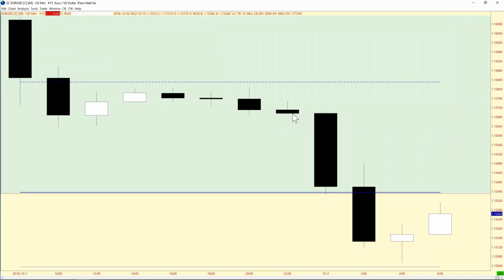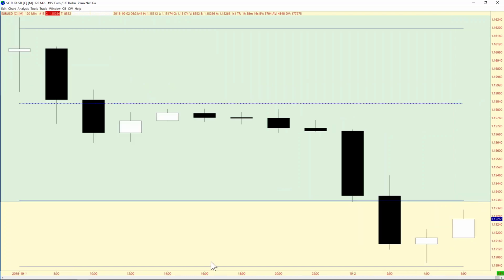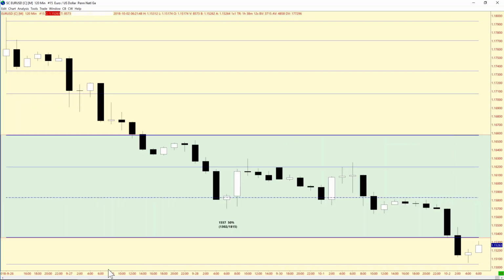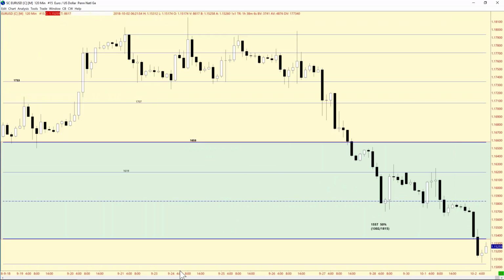Just hanging around here, and obviously it's the Italian news that dropped us down. So it kind of gives me the thought that maybe this market is a bit overdone. Just like we said on Friday, we talked about this market being overdone at the time because it had already fallen so much.